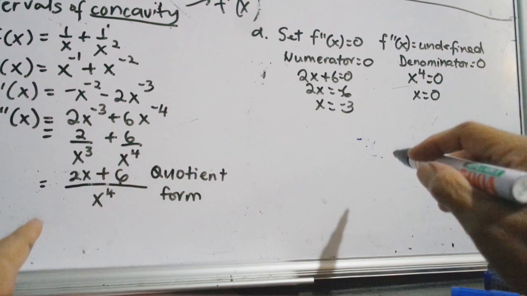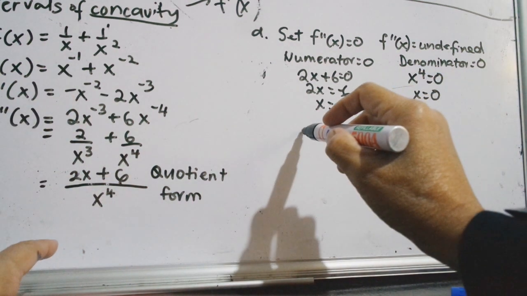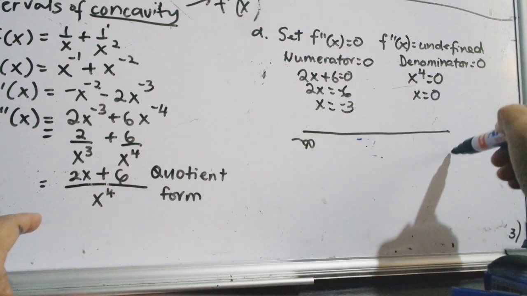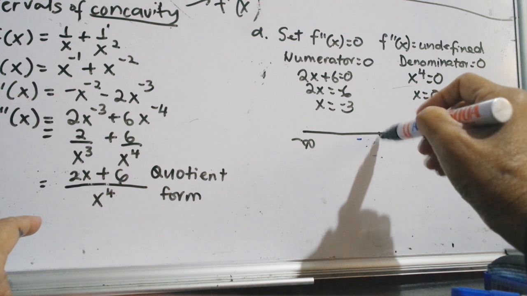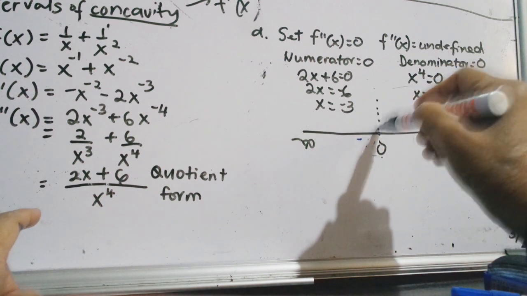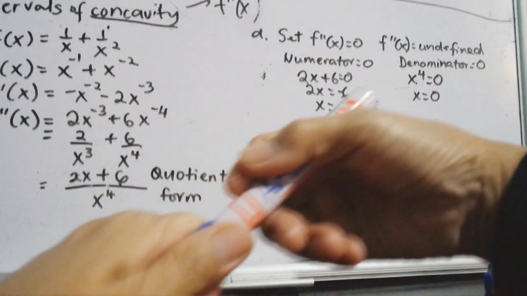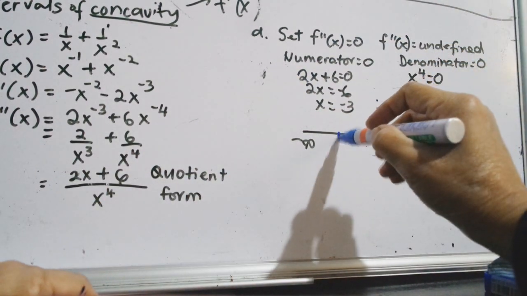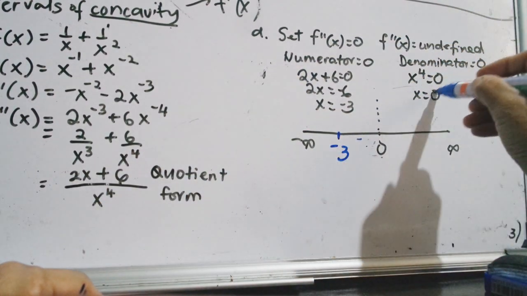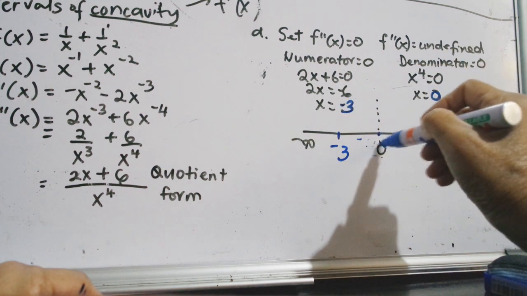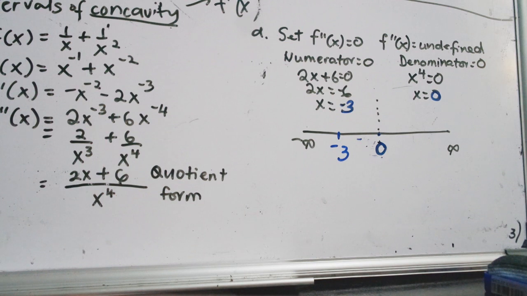So what I'm going to do now? Remember the number line that we had just now? We had the domain from minus infinity to infinity, and then 0 is the asymptote. Right, so we're going to carry our minus 3 to the number line. So minus 3 lies here, and carry 0 to here, and it coincides.